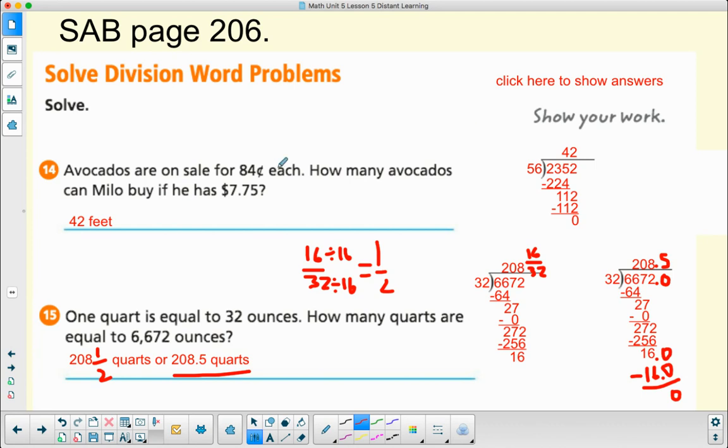I have no idea where I got this. So let's take a look. $7.75 divided by 84 cents per avocado. Well, that means I need to change my $7.75 into 775 cents. Then divide that into groups of 84 cents because every 84 cents would be an avocado.